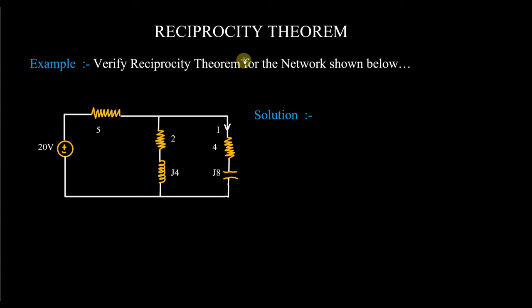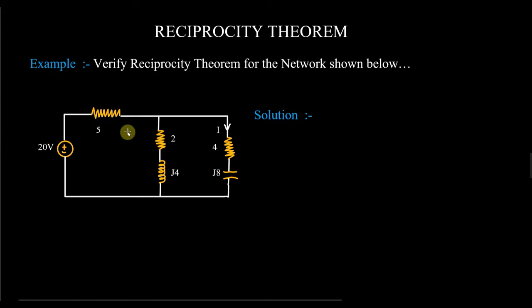When the voltage source is connected with one terminal and the ammeter is connected with another terminal, and you interchange the position of the voltage source and the ammeter, there will not be any change in the ammeter reading. We have also discussed how to verify the reciprocity theorem. Here they have asked one question: verify the reciprocity theorem for the network shown. This network is shown here.